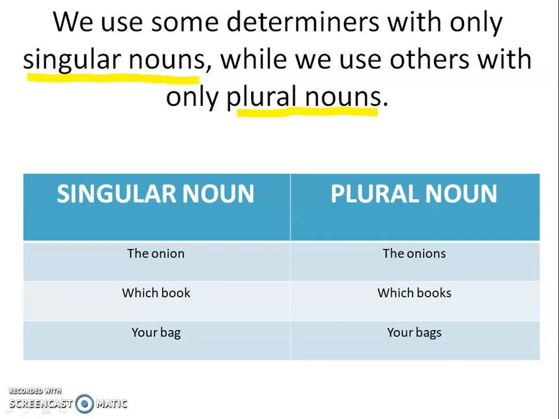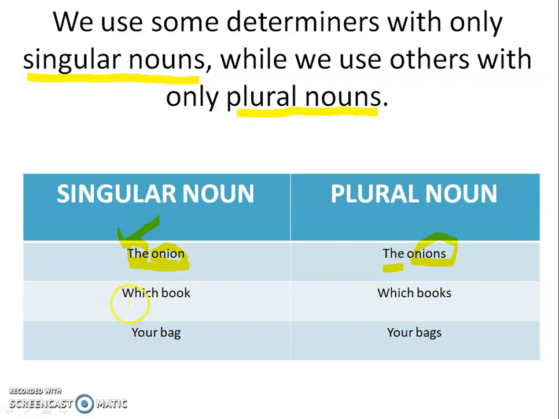So we will see which are the singular nouns and where we are using the determiners, and which are the plural nouns and where we are using the determiners. The first one given is the onion. Here the determiner is the and the noun is onion. In onion, we are using a singular determiner and this noun is a singular noun. The next one is similar but plural: onions, and we are using the same determiner, the.